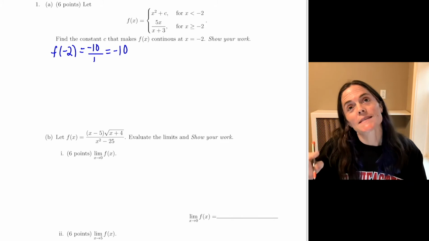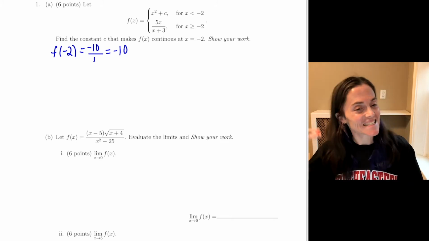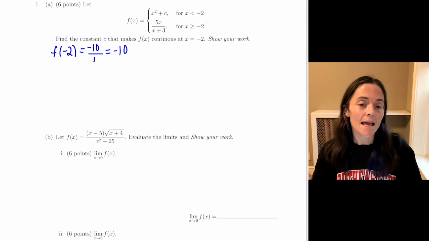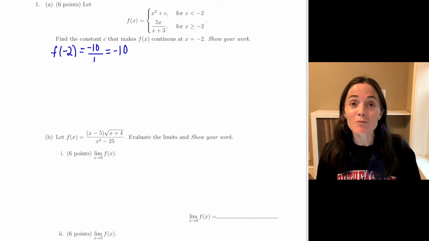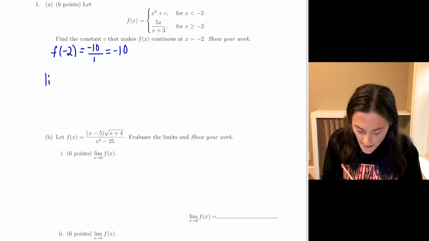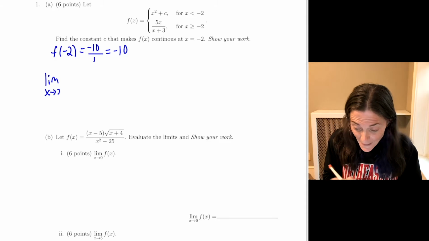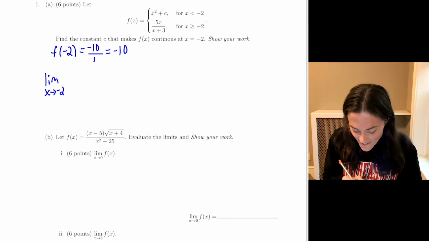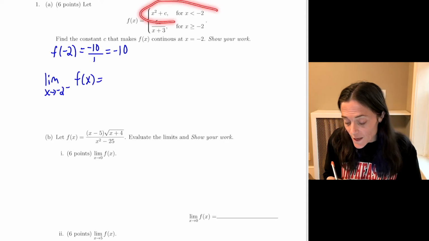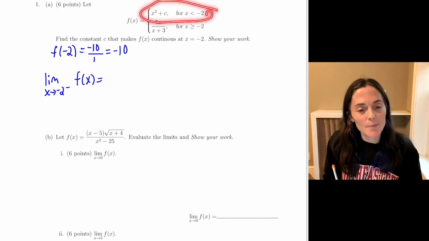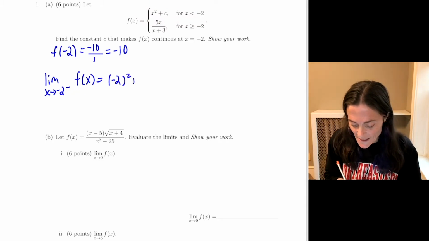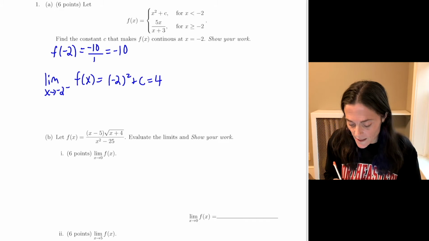To be continuous, we need the function value to exist. This does. We need the limit to exist, and then we need the two equal. And when we have a piecewise defined function, we really want to look at the limit from the left and the limit from the right. So the limit as x approaches -2 on the left, well, we use values less than -2, but approaching. And so we can just evaluate this. We would have -2 squared plus c, which is 4 plus c.